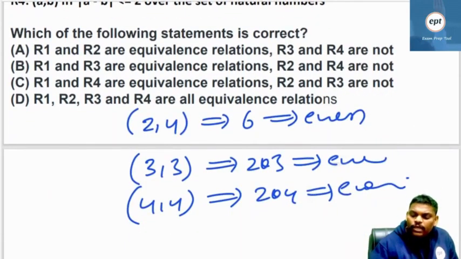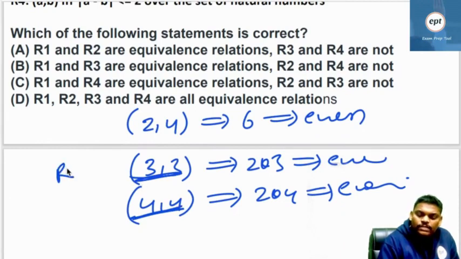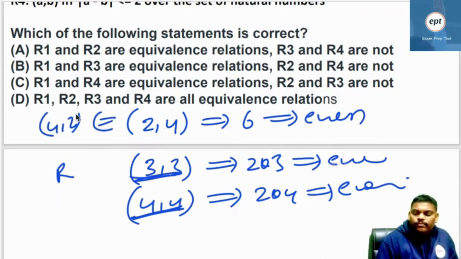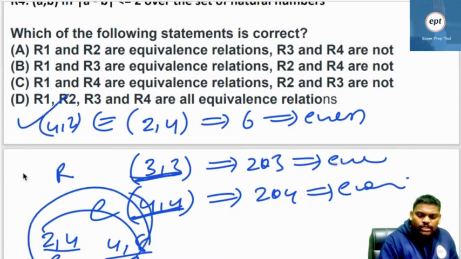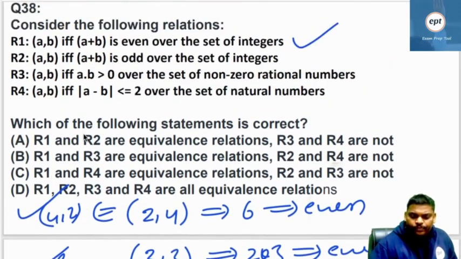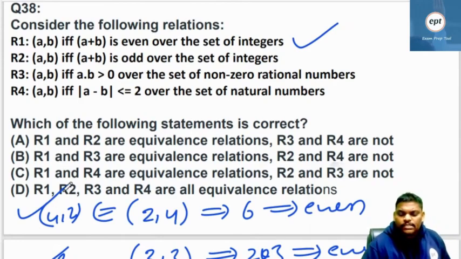So can you help me with one small line now? Is it reflexive? Yes. Is it symmetric? 2, 4 means 4, 2 also. Symmetric also. Is it transitive? 2, 4, even. 4, 8, even. 2, 8, even. Transitive also, please check. So no doubt at all, R1 is an equivalence relation. R1 confirmed. Let's see R2.